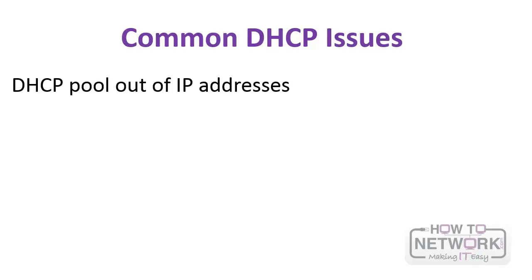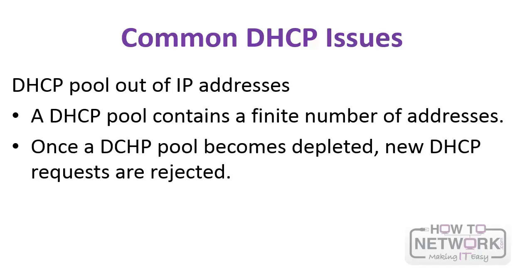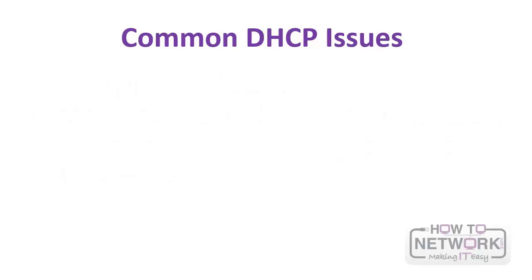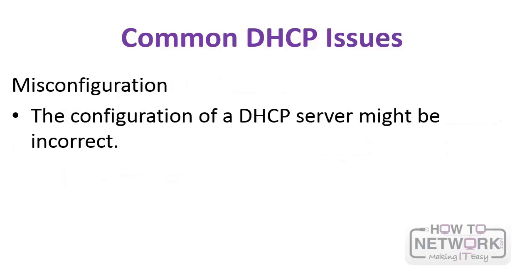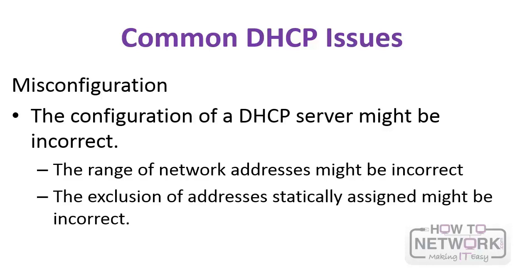A pool contains a finite number of addresses, so therefore, once a pool becomes depleted, new DHCP requests are rejected and your client surely will be calling the help desk. Next, a common one, misconfiguration. The configuration of the actual DHCP server on your network might be incorrect, and that could be the range of network addresses provided to clients, or it could be the exclusion of addresses statically assigned.